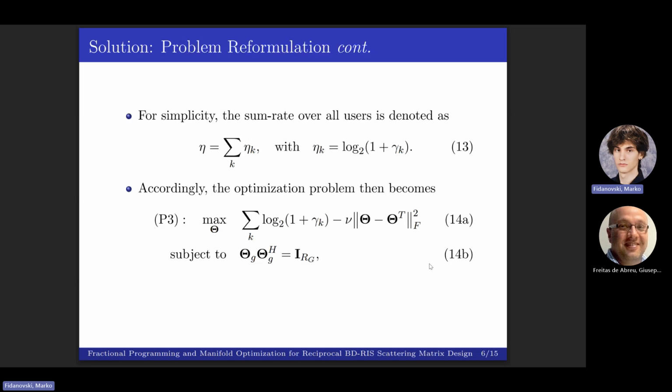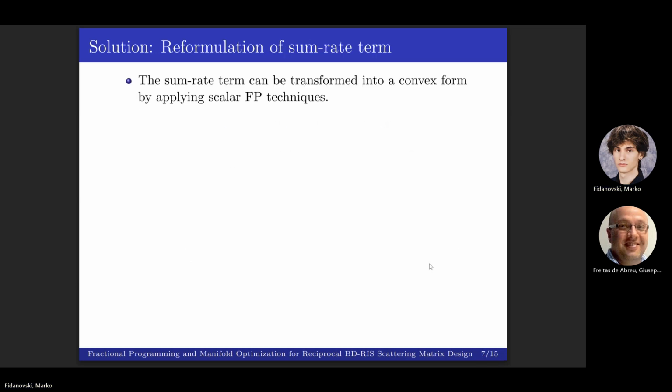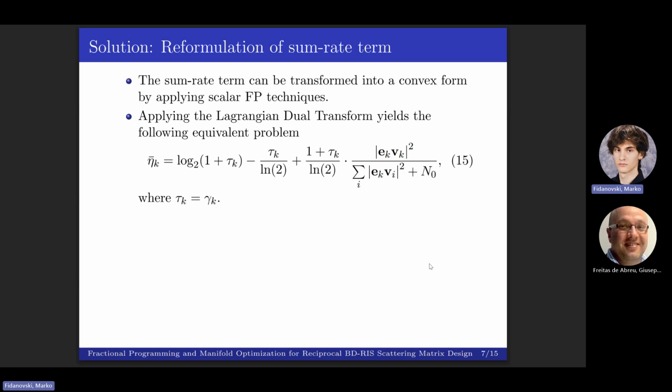As such, we can use standard fractional programming tools to convexize the objective function, and we can start doing this by applying the Lagrangian dual transform to the rate objective, and we get this equivalent problem as seen in equation 15, where now this tau k is an auxiliary variable added for the Lagrangian dual transform, and it's equal to the SINR we have defined before.